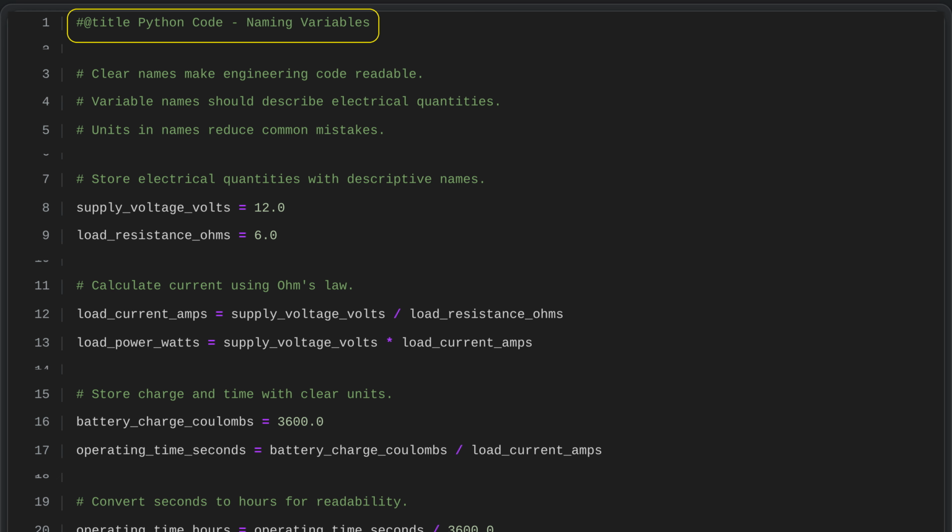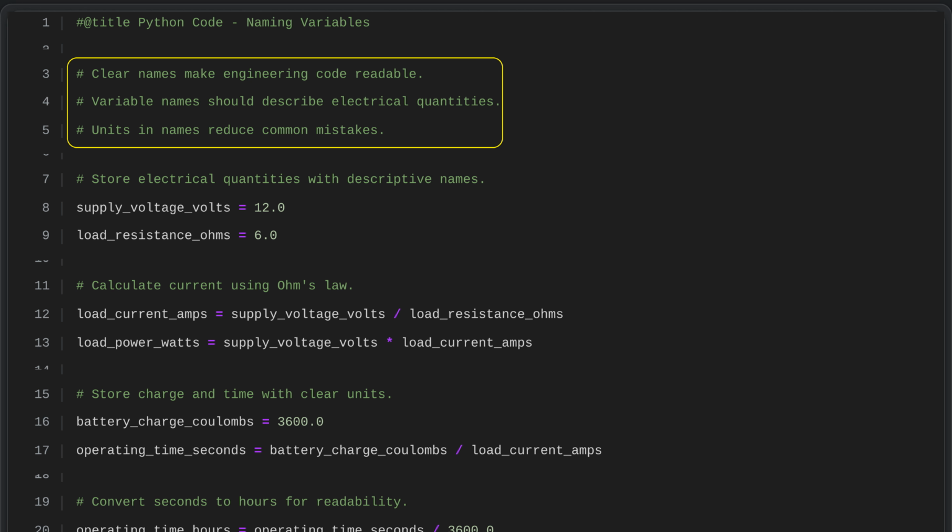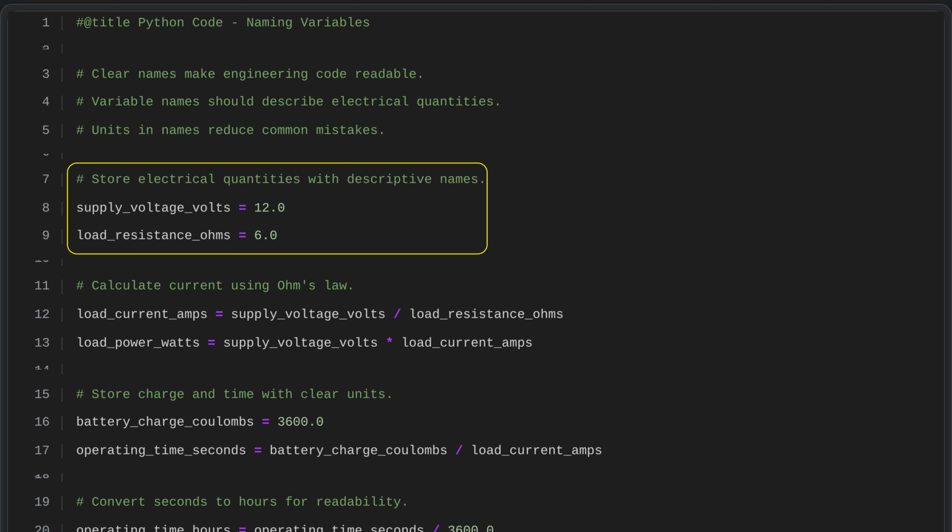Python code. Naming variables. Use clear variable names to make engineering code easier to read. Names should describe the electrical quantity they represent, and including units helps prevent common mistakes. The code stores the supply voltage as 12 volts and the load resistance as 6 ohms. Using descriptive names that include both the quantity and unit makes the values easier to understand and helps prevent mistakes in later calculations.